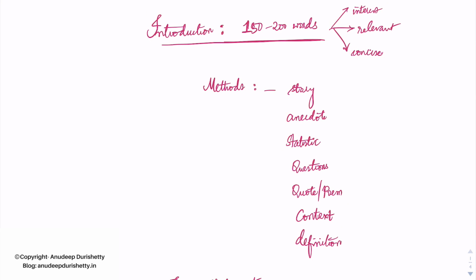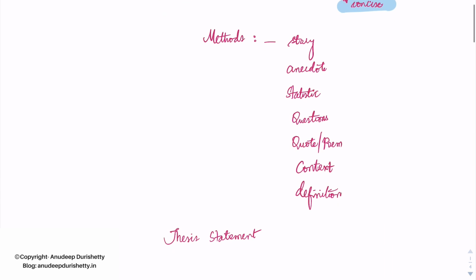An essay introduction should be around 150 to 200 words and should meet three basic criteria. 1. Generate interest in the reader's mind. 2. Be relevant to the question that is asked, and it should be concise. There are a few methods that you can use to write effective introductions.